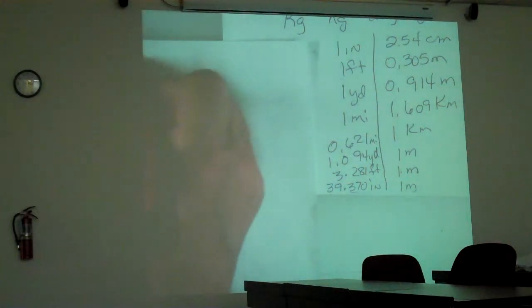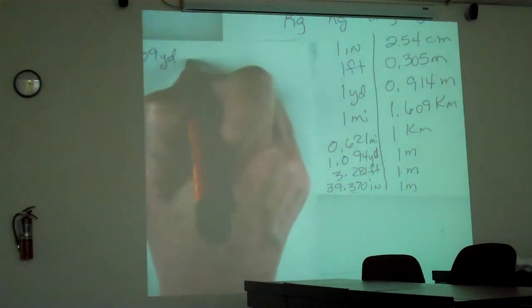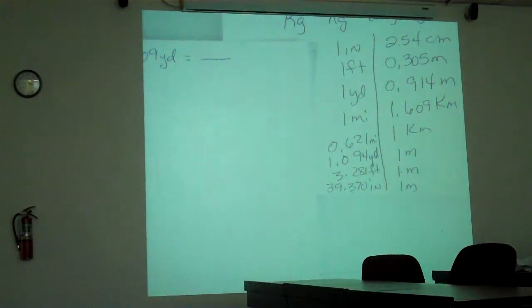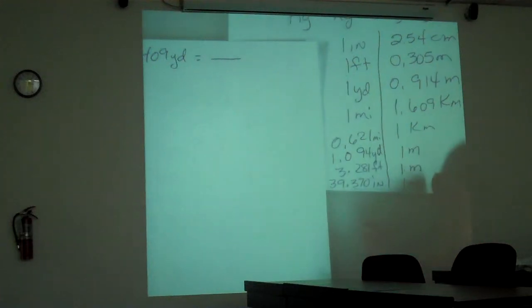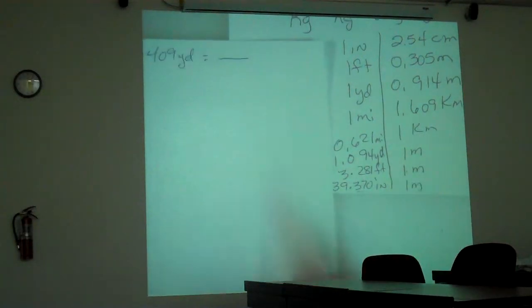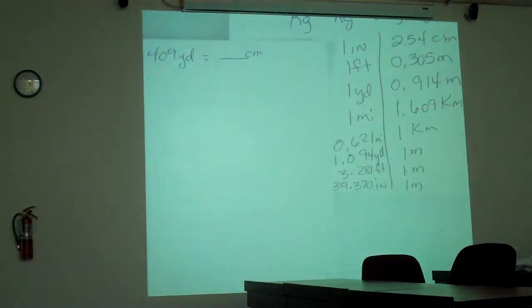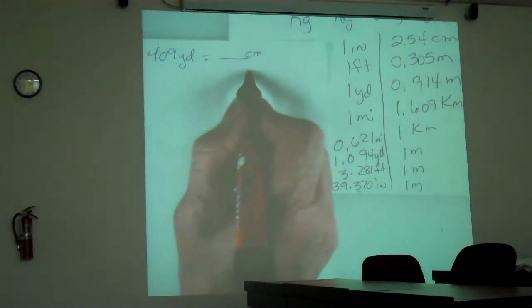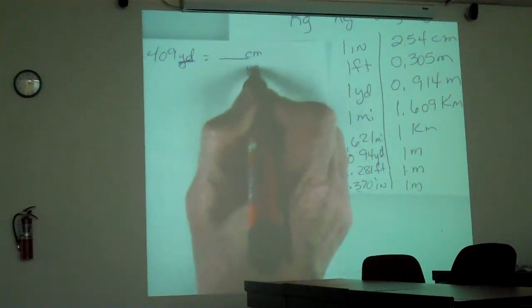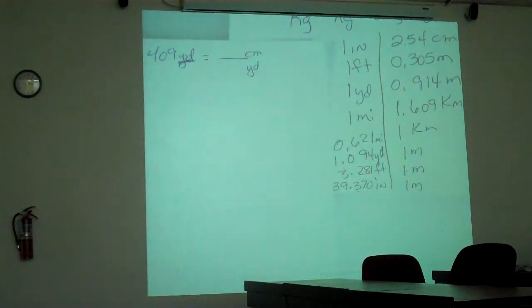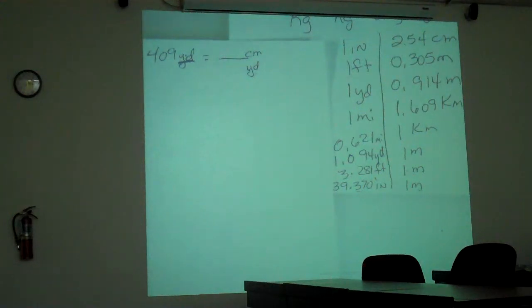Okay, 409 yards, and you're going to pick which one you want to do. Since centimeters is the first blank, let's go to centimeters first. What do we need down here on bottom? We need yards. If it says yards here, you need yards down here. Do we have a yards to centimeters? So we're going to have to do 2 of them, huh?